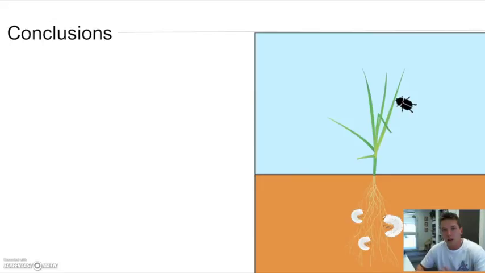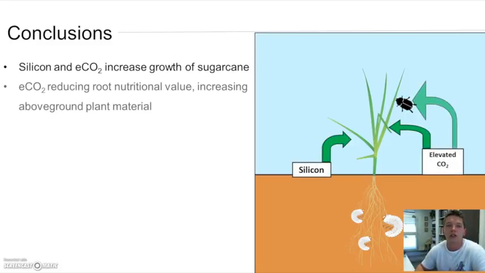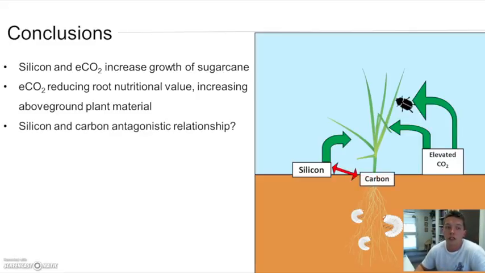So that's a lot of information I've given you, but what are the main take-home messages from this? Well, we can see that silicon and elevated CO2 increase the growth of sugarcane. We can see that elevated CO2 reduces the root nutritional value, but increases the plant nutritional above ground value. We're seeing evidence of that silicon-carbon negative relationship, where under high silicon, we're seeing lower concentrations of just elemental carbon, and lower concentrations of carbon-based defense, the total phenolics.